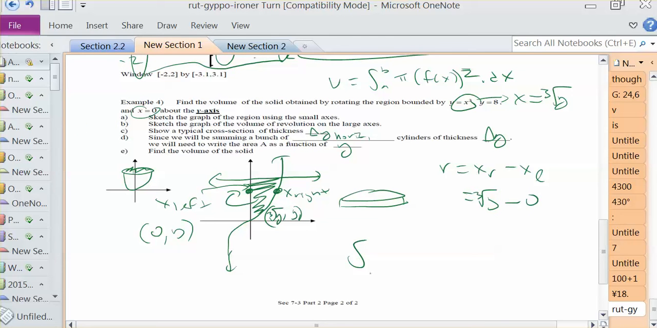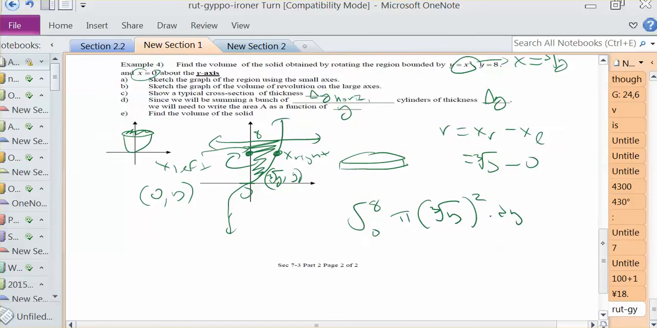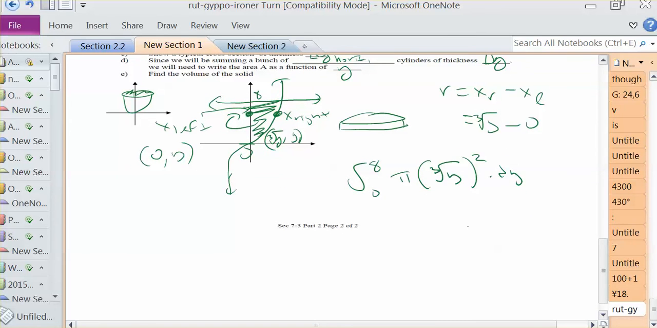And I'm integrating from 0 to 8. That's going to be my boundaries because I'm doing this differently now. I'm doing this in terms of y. And pi times my radius squared, times dy. You can work it out, but I think you get the idea.